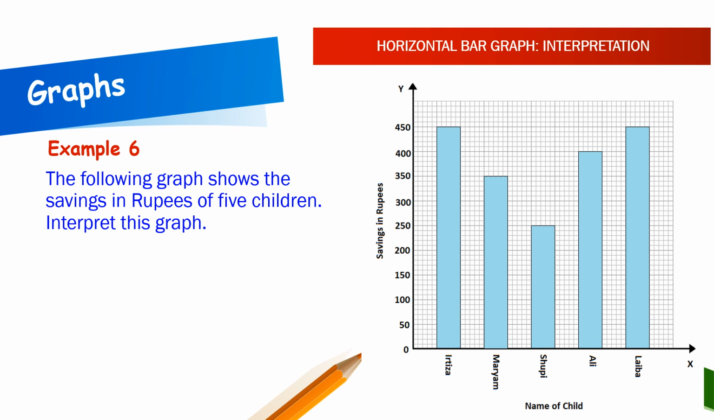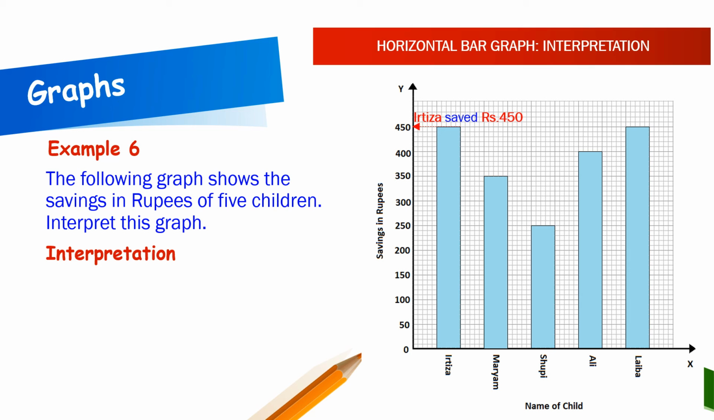Now let's have a go at one more example. The graph on your screen shows the savings in rupees of 5 children. You are required to interpret this graph. Pause the video and have a go. Press play when you're ready to view the interpretations. So let's interpret and observe.